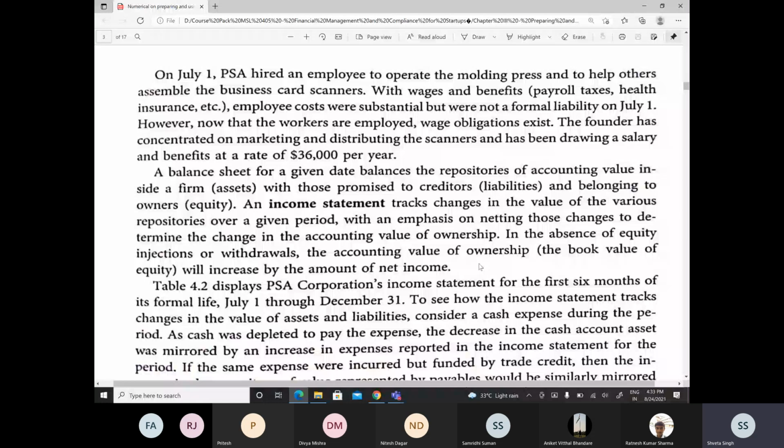In the absence of equity injections or withdrawals, the accounting value of ownership, that is book value of equity, will increase by the amount of net income.